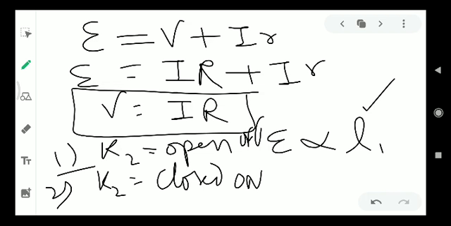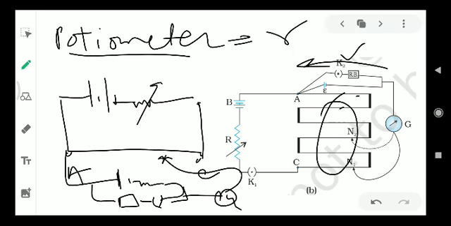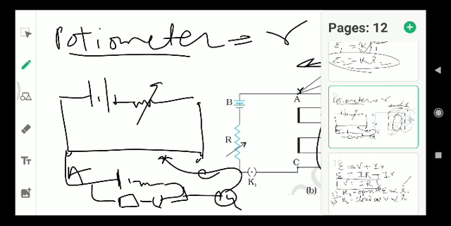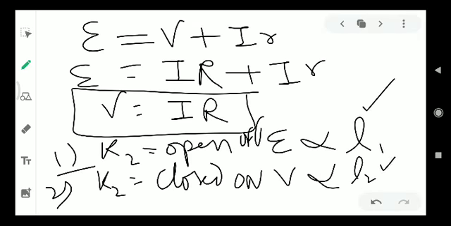When key K2 is closed, then you will get some different balance length, L2, and that balance length will correspond to the terminal voltage. Why? Because when this key K2 is closed, these 2 points are at a potential called V, terminal voltage, because they are in parallel, and in parallel potential is the same. So that potential corresponds to the potential drop across the resistance box, external resistance R. So when key K2 is closed, you will get this balance length L2, and this L2 corresponds to V. Once you understand this concept, then the rest is mathematics.